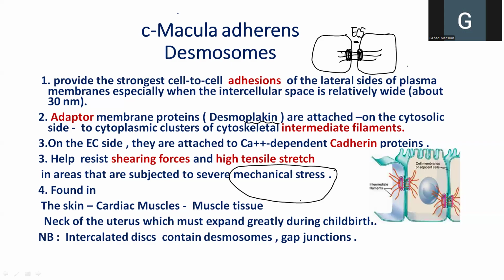Again, they are found mainly in cardiac muscles, in the skin, in muscular tissue, where we have strong mechanical stress. Of course, in the neck of the uterus, it's very logical to find desmosomes, because during childbirth, we all know that the cervix, which is the lowermost part of the uterus, will be stretched to the maximum in order to allow the head of the baby to be evacuated from the uterus of the mother.